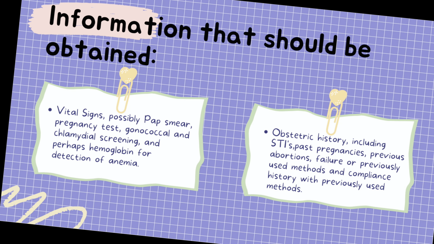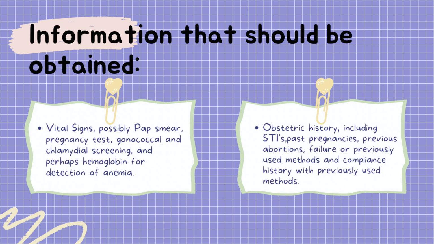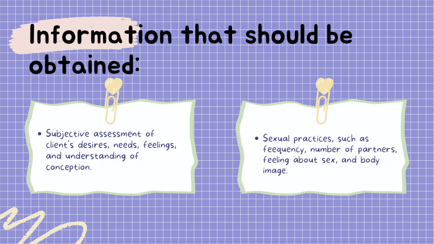Before a patient begins using a new method of contraception, this is the information that should be obtained. Vital signs, possibly a pap smear, pregnancy test, gonococcal and chlamydial screening, and perhaps hemoglobin for detection of anemia. Obstetric history, including STIs, past pregnancies, previous abortions, failure of previously used methods, and compliance history with previously used methods. Subjective assessment of the client's desires, needs, feelings, and understanding of conception. Sexual practices such as frequency, number of partners, feelings about sex, and body image.